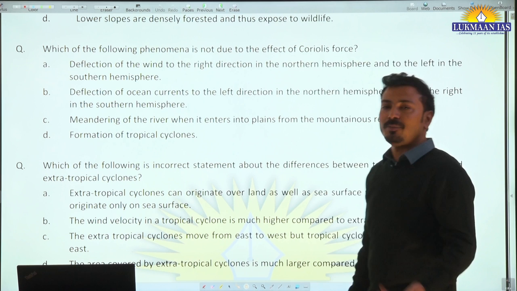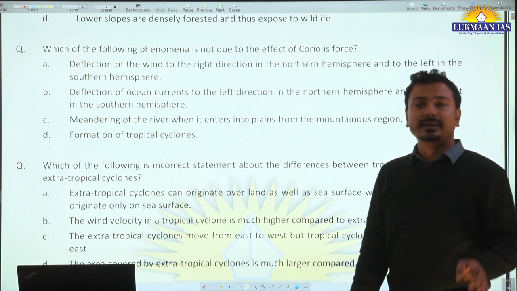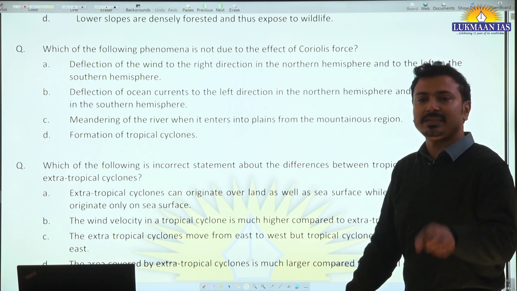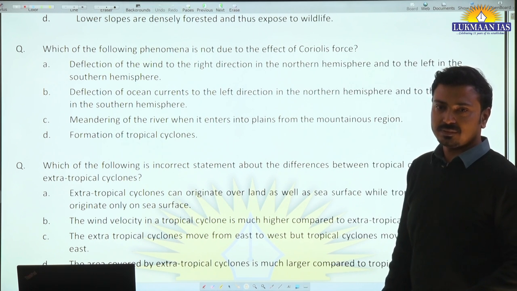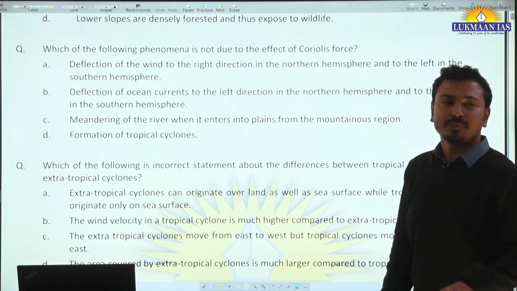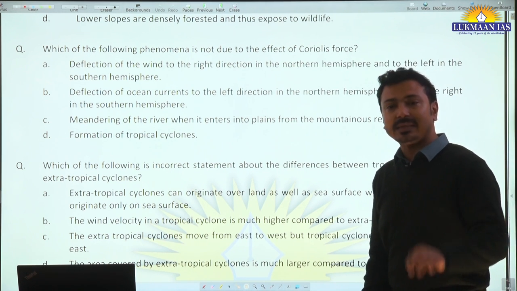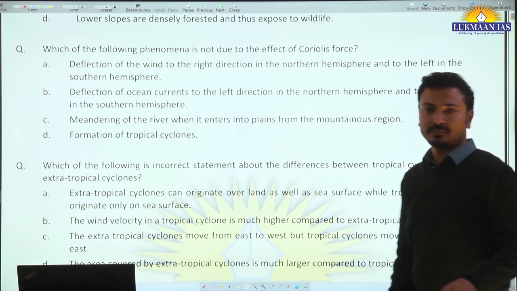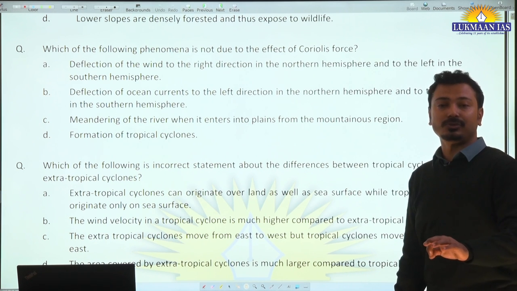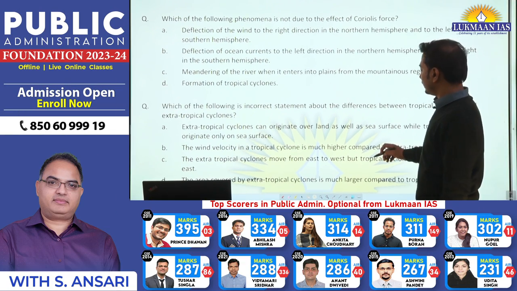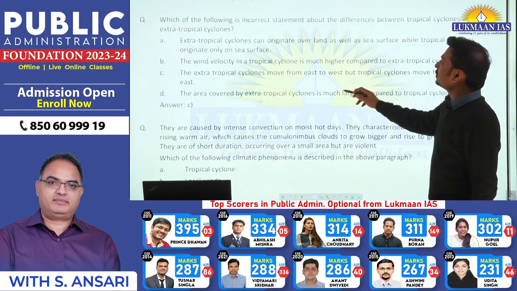Now, formation of tropical cyclone. One of the important prerequisites for the formation of tropical cyclone is the presence of Coriolis force. Otherwise, there will not be formation of tropical cyclone. And that's why tropical cyclones are not formed at the equator, because there is no Coriolis force at the equator. Yes. Now, next question.